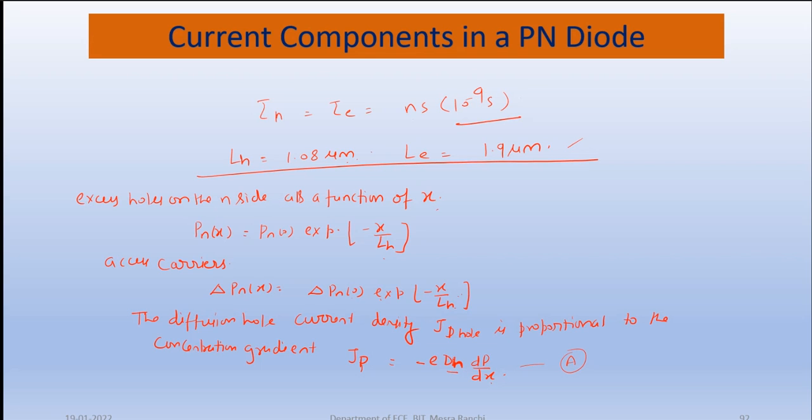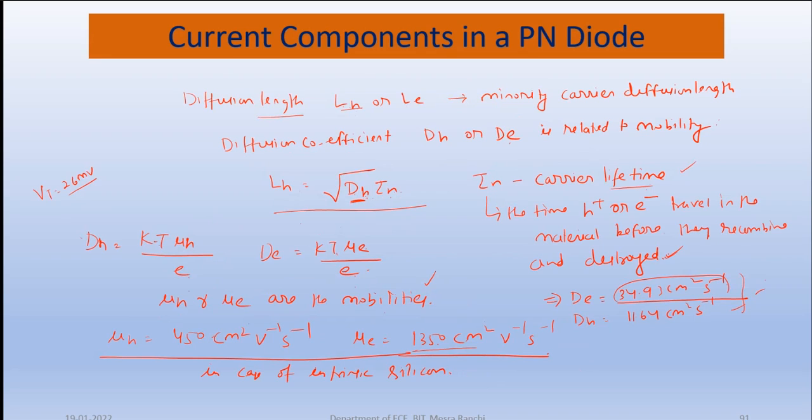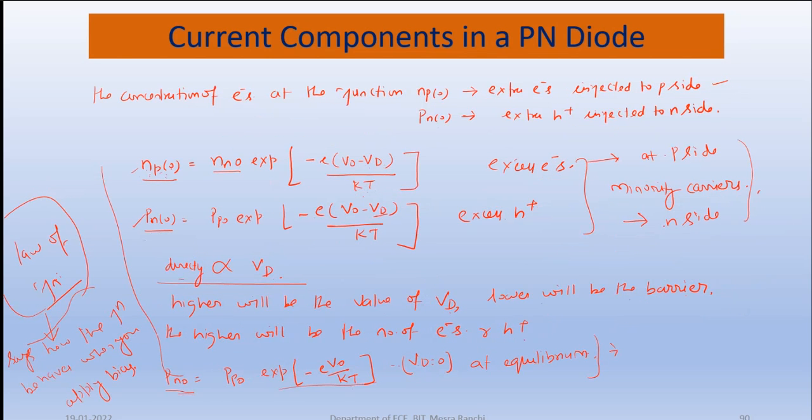So, is it clear or not? Yes, sir, please explain once more. I'm just explaining. Is it clear up to here, that the excess holes and excess electrons we have just written from the Boltzmann relation? Yes sir.